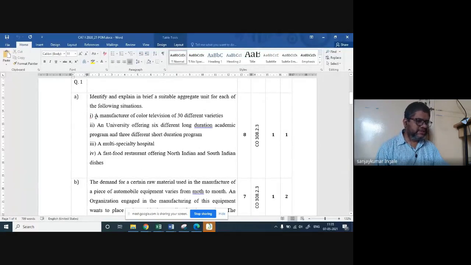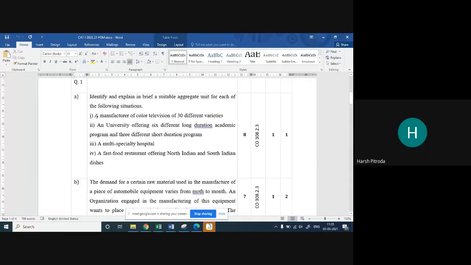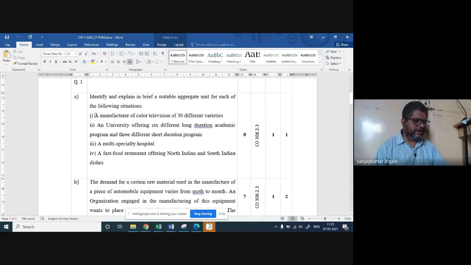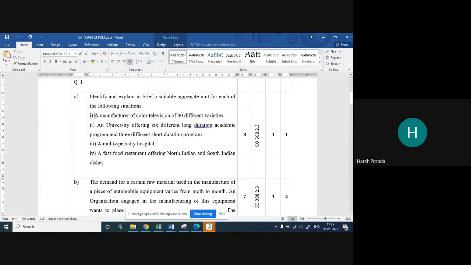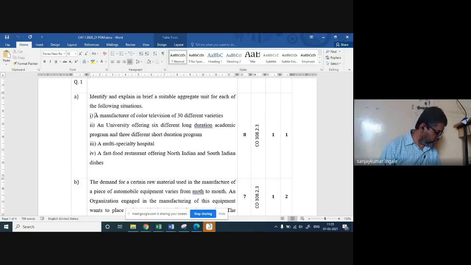Sir, we have to give the method, na? Which strategy we will use for this? We have to tell that, na? No, that is the next part. What I'm saying is correct. Once you decide the aggregate unit, then to meet the aggregate unit, we need to follow certain strategies. But here, the question is, what is an aggregate unit for these given situations?